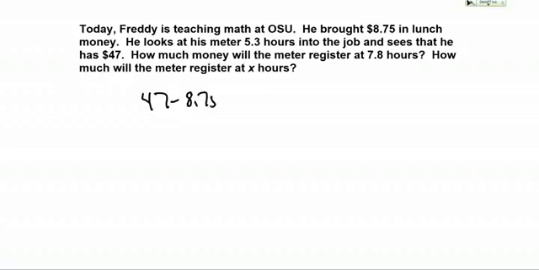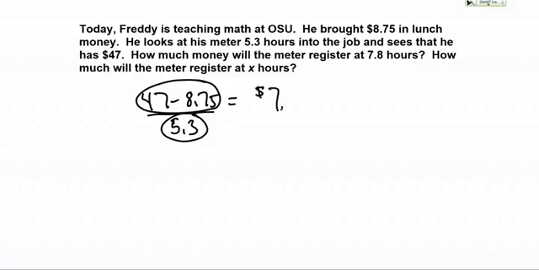So we subtract here 47 minus 8.75. And what we'd like to do with that is take that amount of money, whatever it might be, and divide it by how many hours he works. This is the amount of money that he's earned over that period of time, and this is the period of time over which he's earned it. If you crank this on your calculator, what you'll get is that he earns $7.22 per hour on this job.